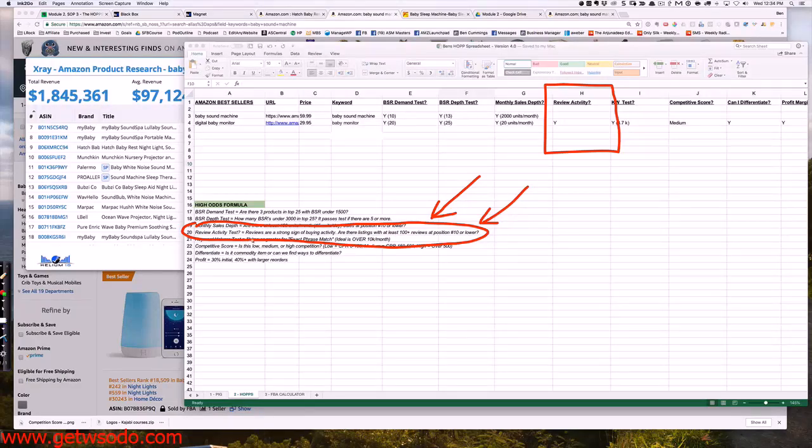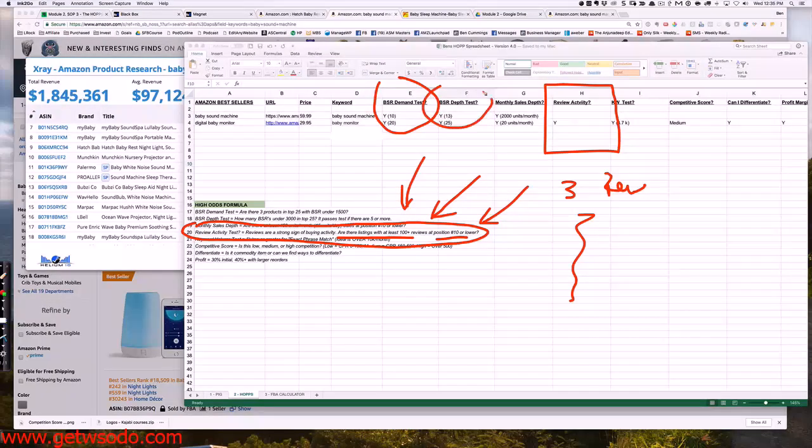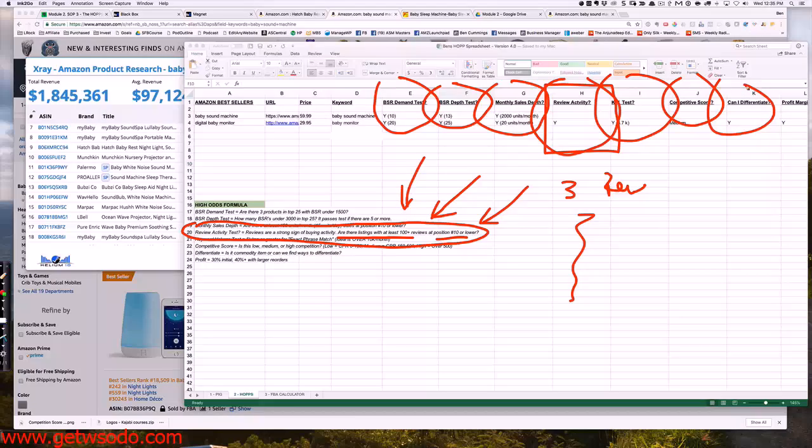Here's my criteria, and sorry for all the storytelling, but I think this is going to help you long term. Reviews are a strong sign of buying. Are there listings with at least 100 reviews at position 10 or worse? This is kind of similar to monthly sales depth. This is also saying, hey, if only the top 3 listings have a lot of reviews, but all the rest are like ghost towns, that makes me worried. See, by adding each test, it's confirmation, it's giving you a more complete picture, making sure you don't get a head fake, really filling in all the blanks from these breadcrumbs that Amazon leaves for us, okay? So let's go take a look at that.